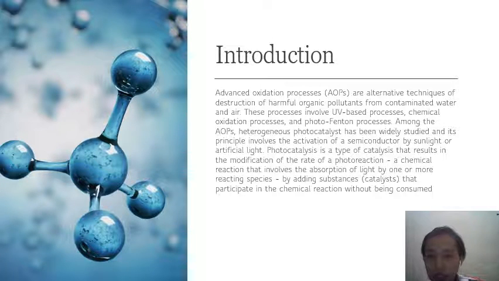Photocatalysis is a type of catalysis that results in the modification of the rate of a photoreaction, which is a chemical reaction that involves the absorption of light by one or more reacting species, by the addition of a substance called a catalyst that participates in the chemical reaction without being consumed.